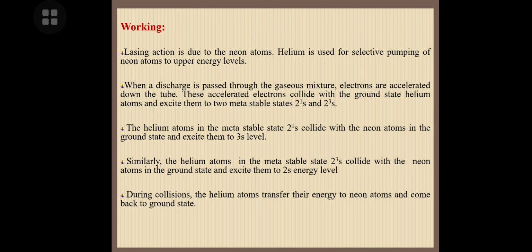These atoms once again undergo an atomic collision between the helium atoms and neon atoms. Due to the atomic collision, the complete energy is transferred from helium to neon atoms. Due to this, the neon atoms are excited to the 3s and 2s higher energy levels, and the helium atoms come to the ground state and the neon atoms are in the excited state.